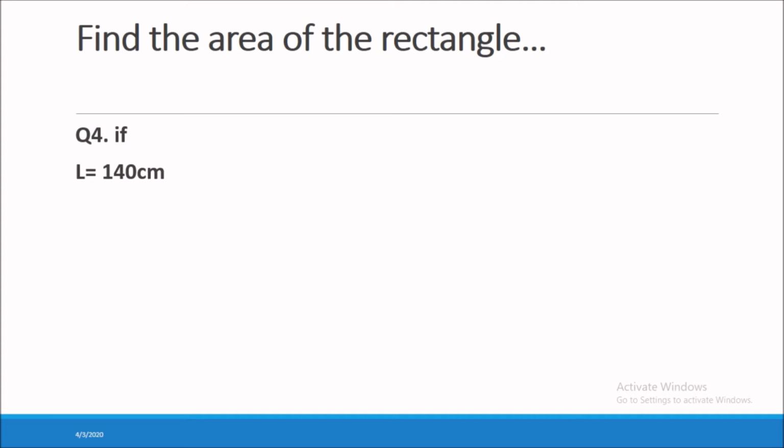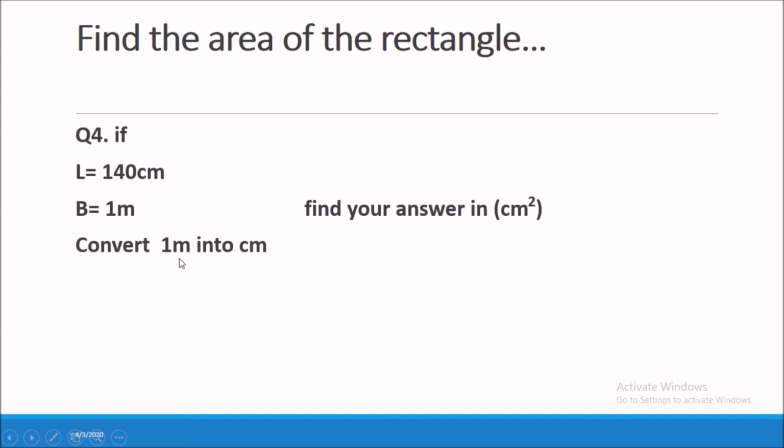Question 4 says, length is 140 centimeter and width or breadth is 1 meter. This is centimeter and this is meter. Keep in mind 1 meter equals 100 centimeter. We will change this meter into centimeter, because here the condition says that you have to find the answer in centimeter square. Convert 1 meter into centimeter first. So 1 multiplied by 100, we got 100.